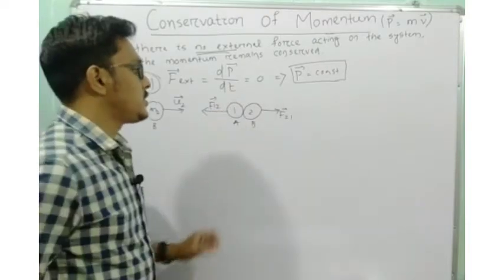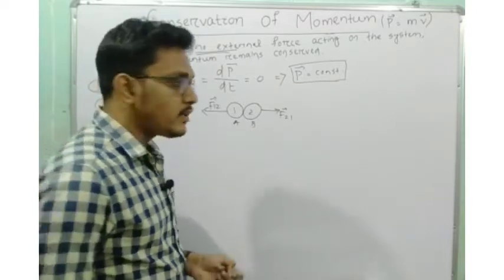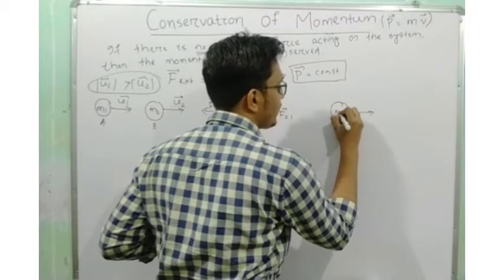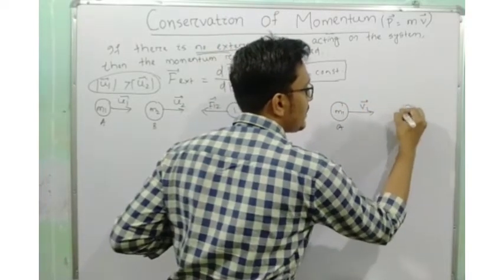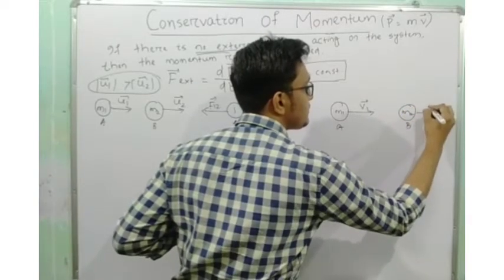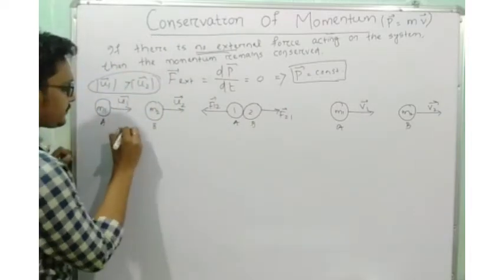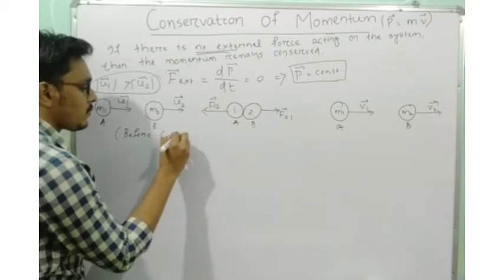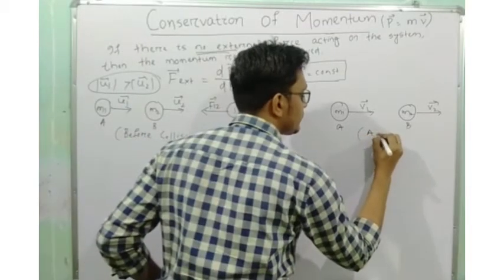After collision, A moves with another velocity and B moves with some other velocity. Suppose A, having mass m1, moves with the velocity v1, and B, having mass m2, moves with the velocity v2. This is before collision, and this is after collision.